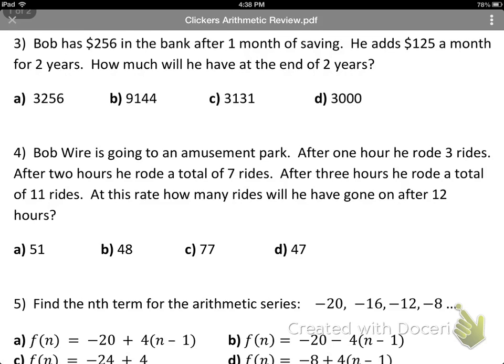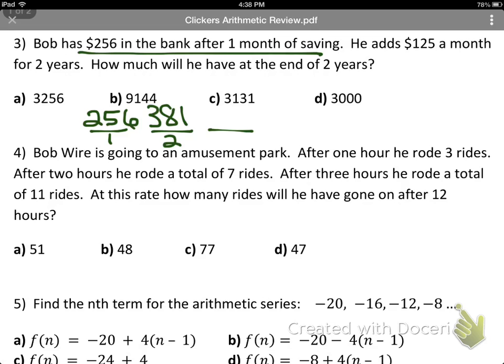So Bob has $256 in the bank after 1 month. So after 1 month, he's got $256. So he adds 125 every month. So if he adds on 125, that's 1. Carry the 1, that's 8. And that's 381. And then again, you could keep going, add another 125. So that's 506.